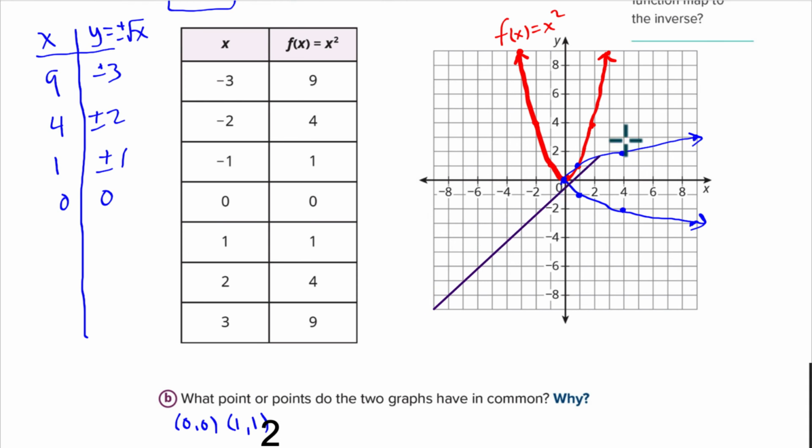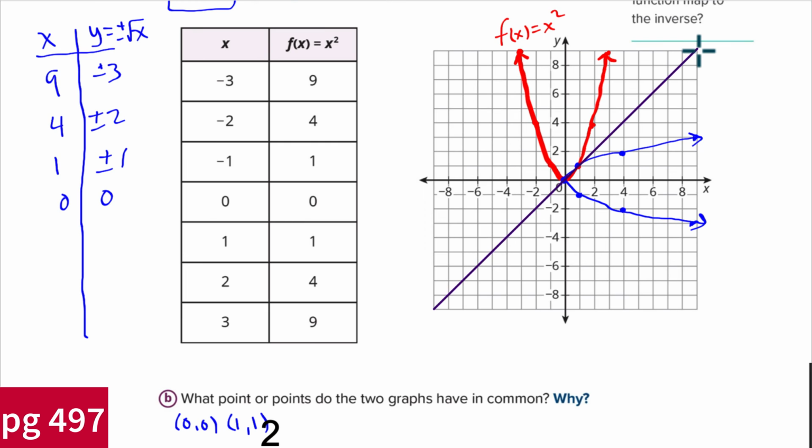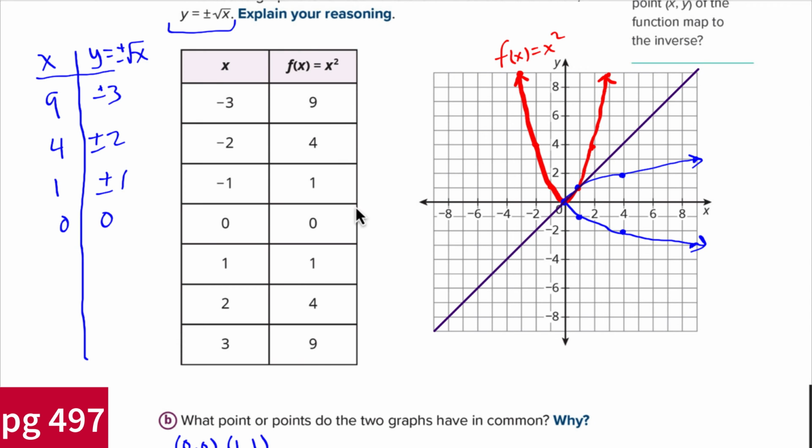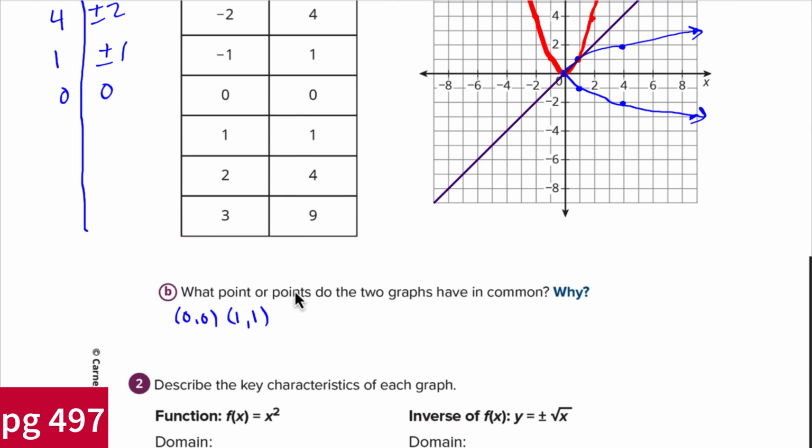Here is that line of reflection right here, y equals x. And check that out. 0, 0 and 1, 1. Both fall on that line of reflection. So when it gets reflected, it just stays put because it's on the line. It doesn't move anywhere. Furthermore, if we look at the table, that's the point 1, 1 and 0, 0. x and y are the same. Check it out. x, y. x, y, they're the same. So if you switch them, guess what? No change.